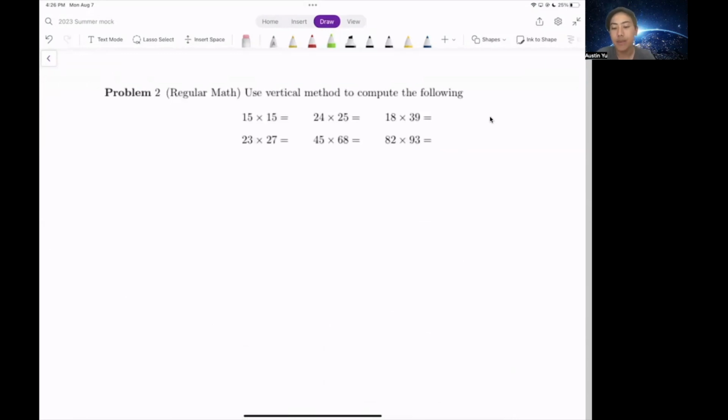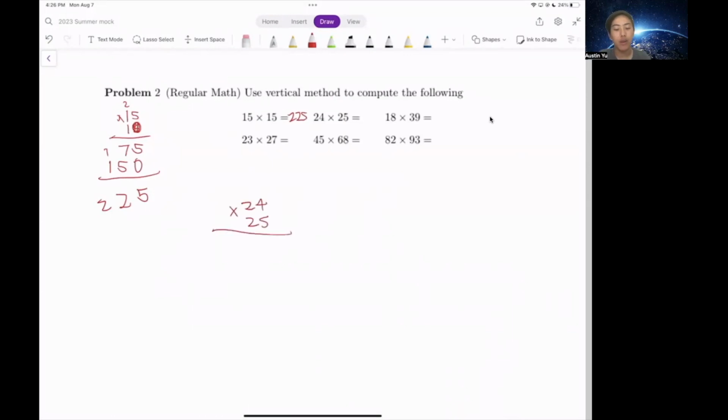Problem 2, use the vertical method to compute the following. We do 15 times 15 first. We do 15 times 5 first. 5 times 5 equals 25. Carry over the 2. 1 times 5 is 5, plus 2 is 7, so 75. And then the 5 at the bottom is changed to a 10 since we already multiplied the 5. So 15 times 1 is just 15. Add back the 0 at the bottom. So 5 plus 0 equals 5. 7 plus 5 equals 12. Add back the 1 at the hundreds place. So 1 plus 1 equals 2. 225.